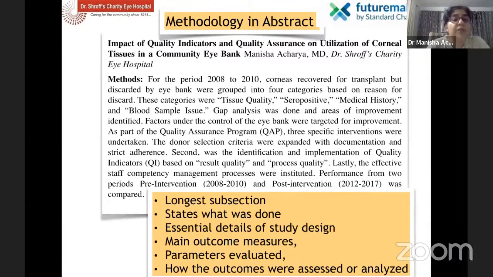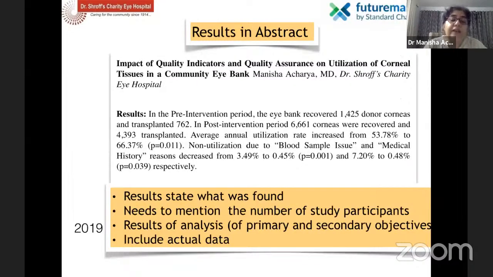So for this, we put in the period of the study, which was 2008 to 2010, the categories in which it was divided, and what was the procedure which was followed, very concisely, and also the period wherein we did a pre-intervention or a post-intervention study, whatever we had to do. The results, again, are very, very important, and they state what was found. The numbers are important in the results.